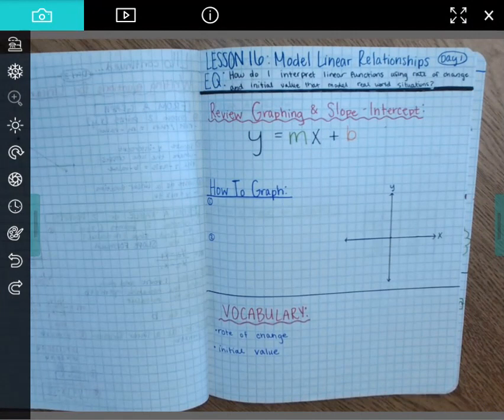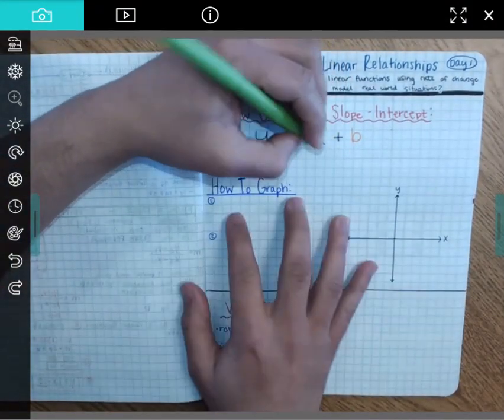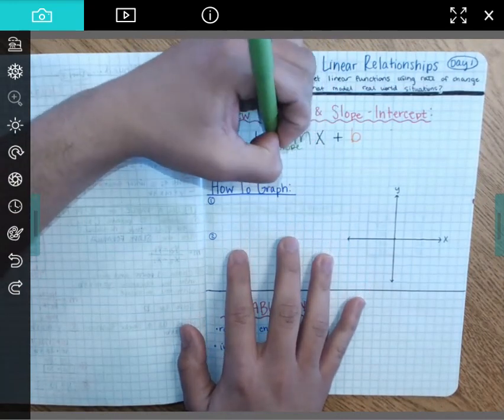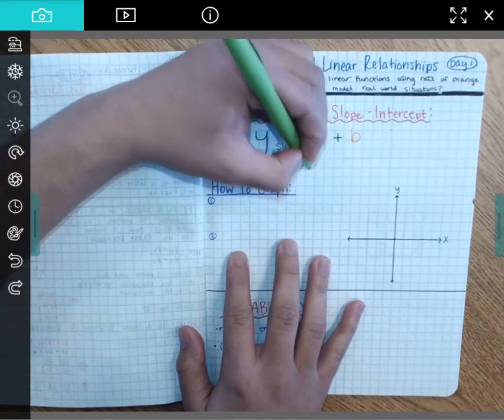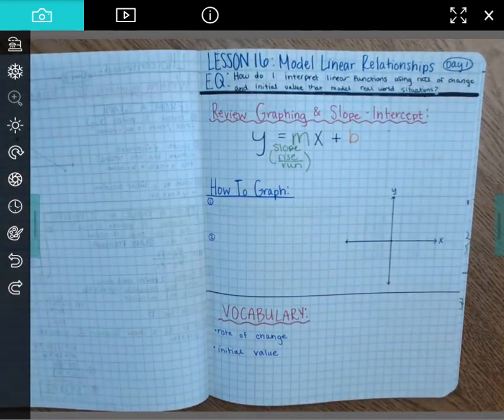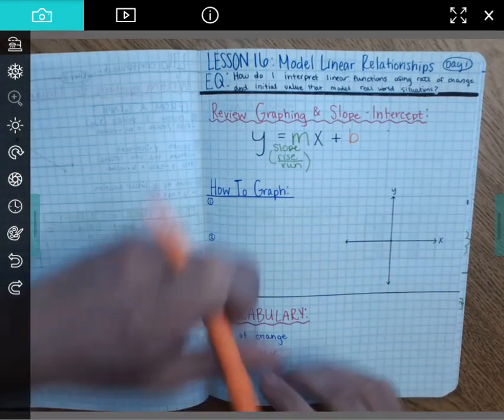Before we start modeling these relationships, we have to review graphing in slope-intercept form. We have our slope-intercept form, y equals mx plus b. That should be pretty familiar, but we're going to refresh our memory. m is our slope, or in other words, our rise over run. We find two points, calculate the rise between them, and calculate the run. And then we have our b value, which is our y-intercept.